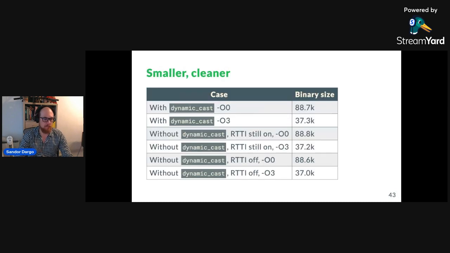Now, I just wrote a very small-ish example with these different types of cars and dynamic casts. I compiled with dynamic cast. Then I compiled without dynamic cast, but I kept RTTI on. And then I turned RTTI off. And you see that from 37.3K, we moved to 37. You might say that's not a big gain. And indeed, it's not huge, but still. Even here, that's like 1%.